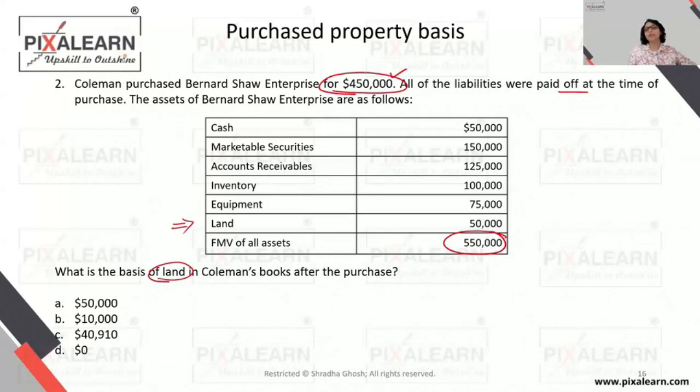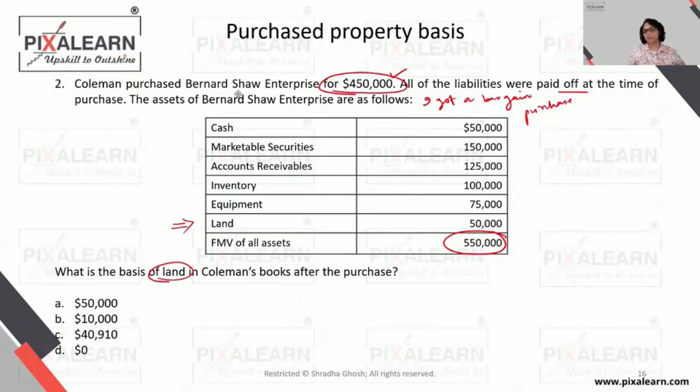How am I going to split this 450 into 550? That is the question. Is this clear? I have paid less. I had a bargain purchase because what I got in my books was worth more than what I paid for. So I got a bargain purchase in my favor. The call of the question is how much would be the value of land that I'm going to put in my books?